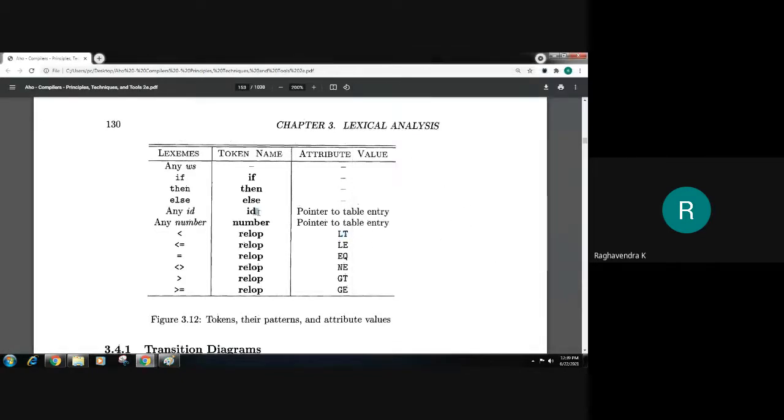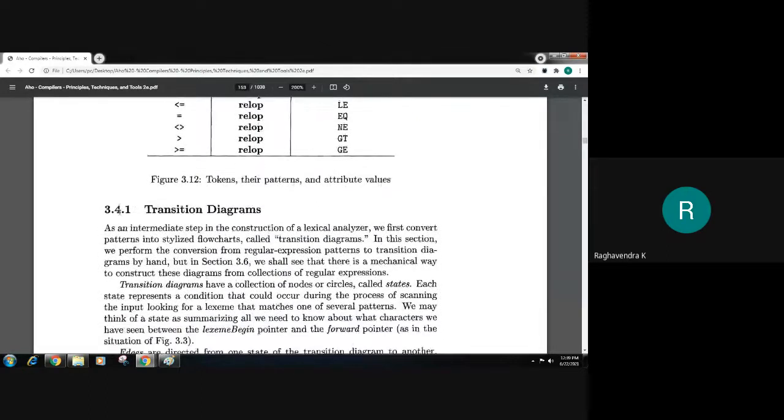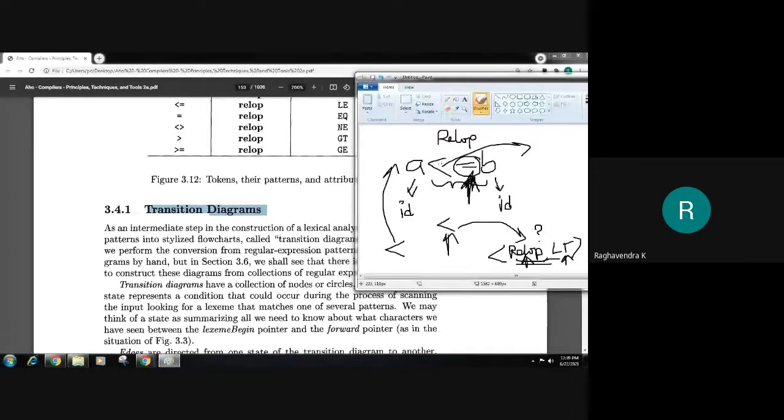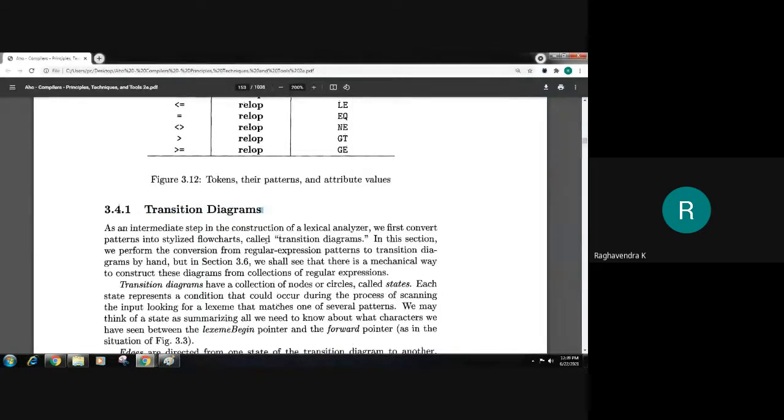Okay, so that is where the concept of transition diagram comes into picture. Lex does not actually do that. It will wait until it sees an equal to symbol, and it will take this together and give it as a token. So it has been programmed like this through the help of transition diagrams. I believe all of you are familiar with the concept of transition diagrams.